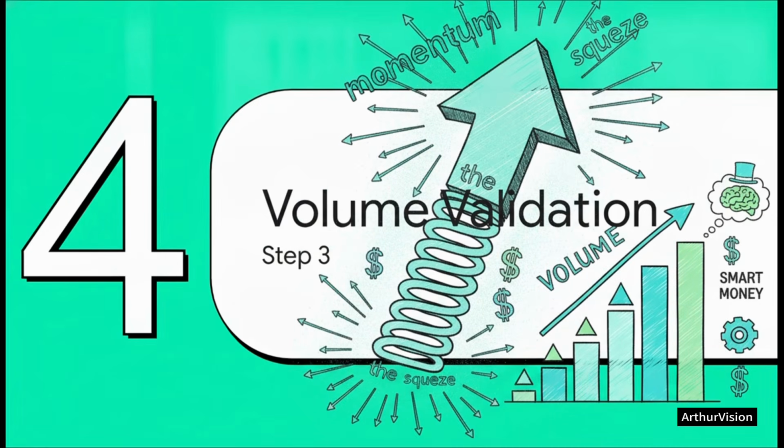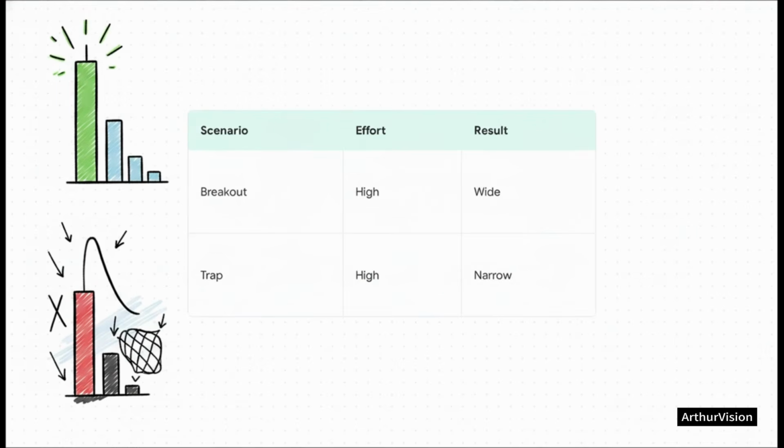Let's keep it moving to part 4, step 3 of our strategy, volume validation. Okay, so we've got the squeeze and we've got the momentum. Now we need our definitive tactical gatekeeper. We absolutely must use volume to prove that Wall Street's smart money is backing this move. We lean heavily on Richard Wyckoff's law of effort versus result here. Simply put, volume is the effort and the candle spread is the result.